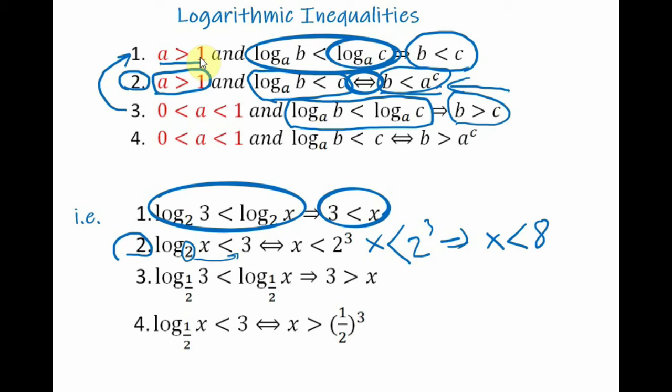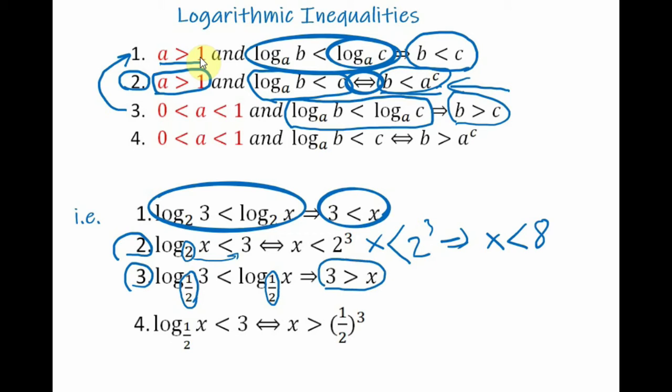So for number 3, we have an example here. As we can see, our base is less than 1, which is greater than 0. And here we have the same thing. The bases should be the same, guys. So if this is the case, then we can conclude that 3 has to be greater than x.